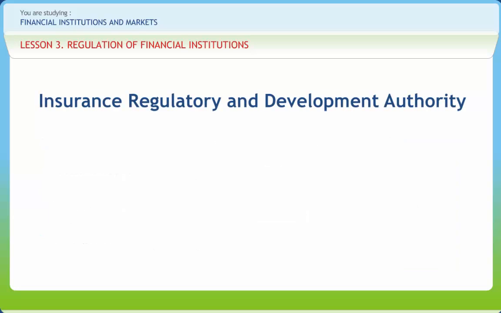The Insurance Regulatory and Development Authority is a national agency of the Government of India based in Hyderabad. Mission of IRDA, as stated in the Act, is to protect the interest of policyholders, to regulate, promote and ensure orderly growth of the insurance industry, and for matters connected therewith or incidental thereto.